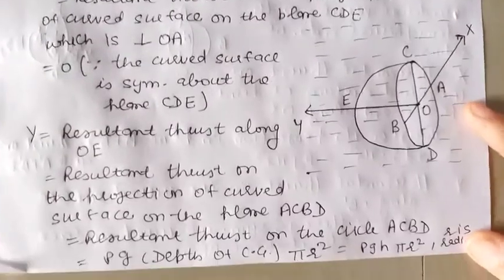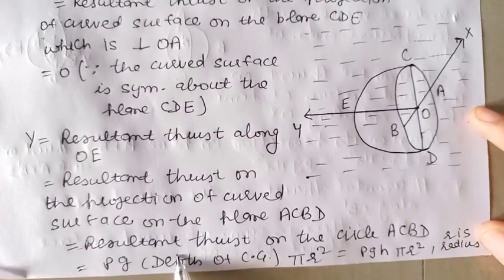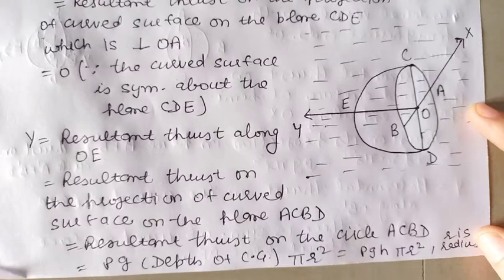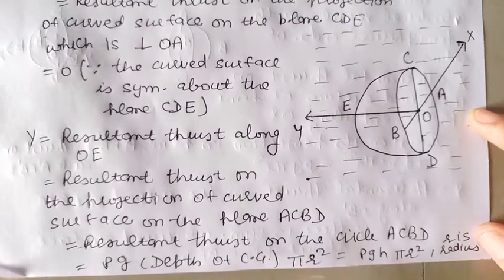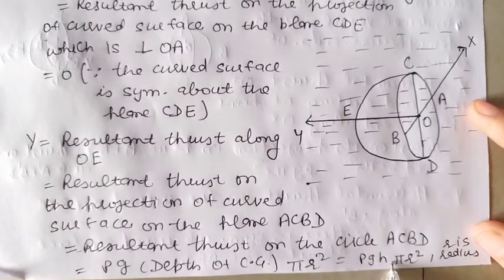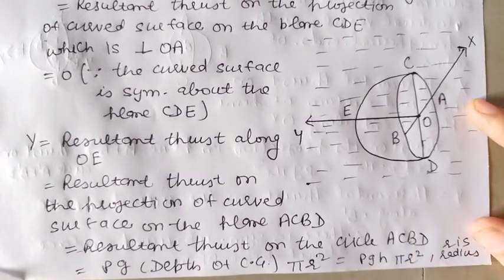By definition of resultant thrust, this is given by density into g into depth of center of gravity below the free surface into area of the circle ACBT. Now the depth of center of gravity below the free surface is given to be h. Density of the liquid is rho. Here the liquid is water, so we have considered the density of water to be rho. So the resultant thrust on the circle ACBT is given by rho g h pi r square. Here r is the radius of the circle ACBT.